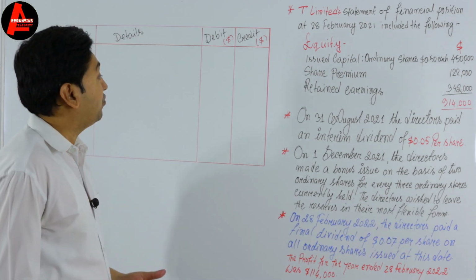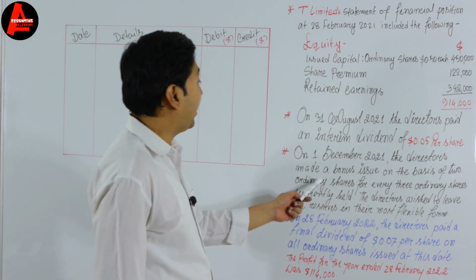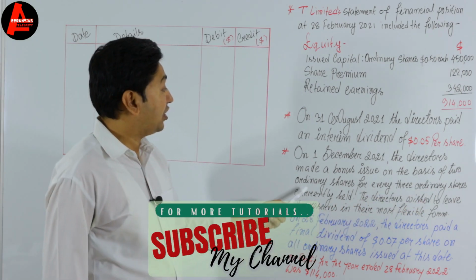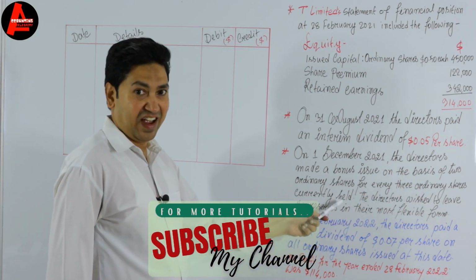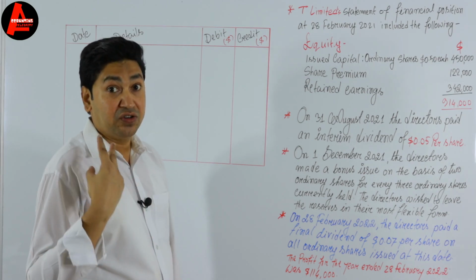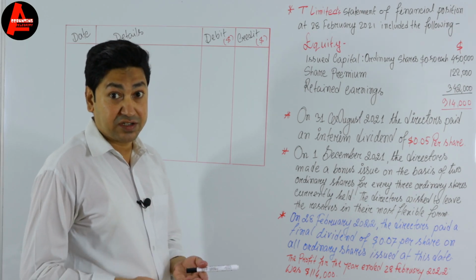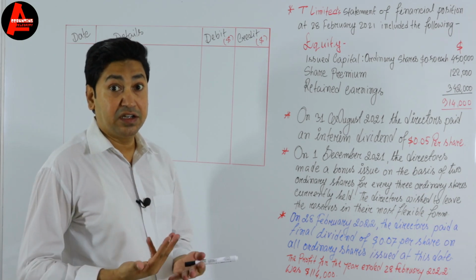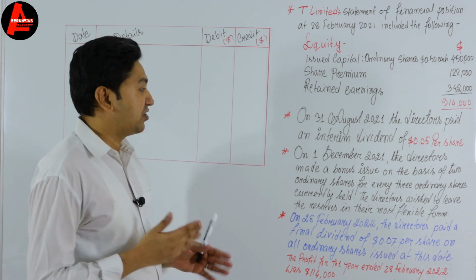Then on 1st December 2021, the directors made a bonus share issue on the basis of 2 ordinary shares for every 3 ordinary shares currently held. That means for every 3 shares the company will issue 2 bonus shares. For example, if you have 3 shares, you will get 2 bonus shares. If you have 6 ordinary shares, you will get 4 bonus shares. So this is the basis.